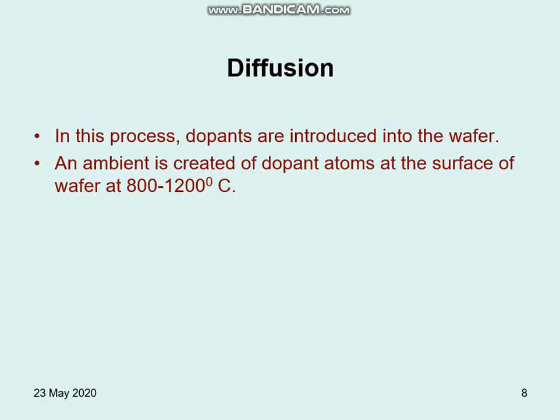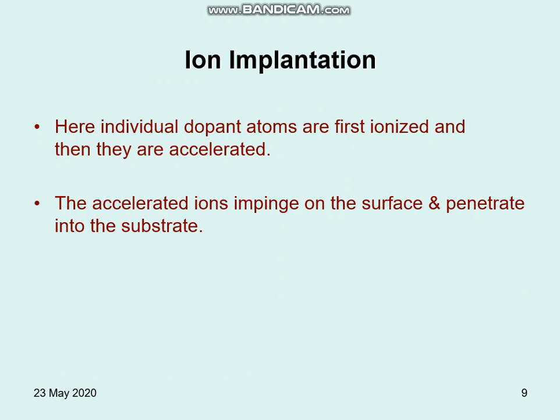I hope you all know from the basic sciences that in this process dopants are introduced into the wafer, and an ambient of the dopant atoms is created at the surface of the wafer at around 800 to 1200 degrees centigrade. Moving ahead with ion implantation, that is to be done for the same polarity of the combinations, based on the substrate layering.